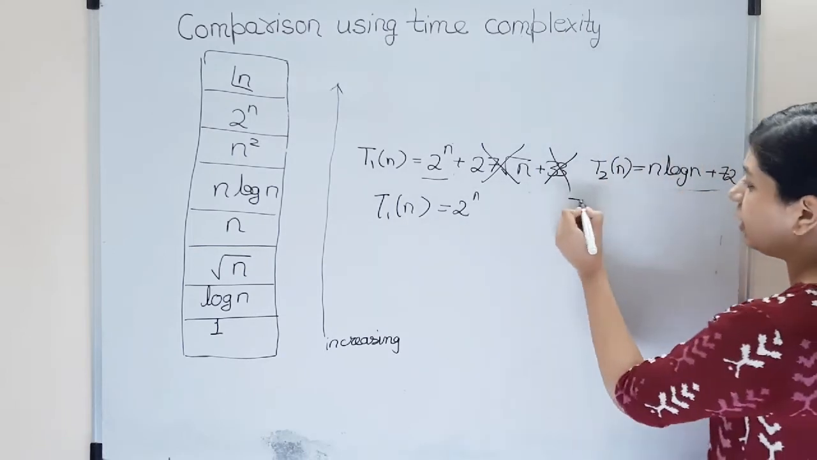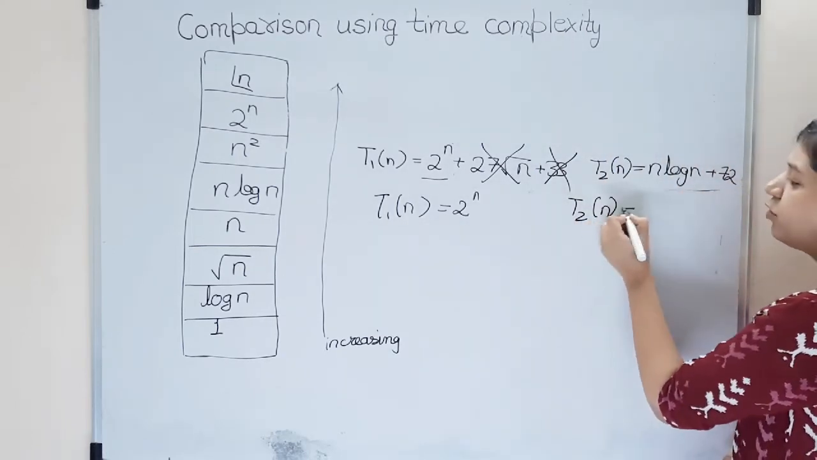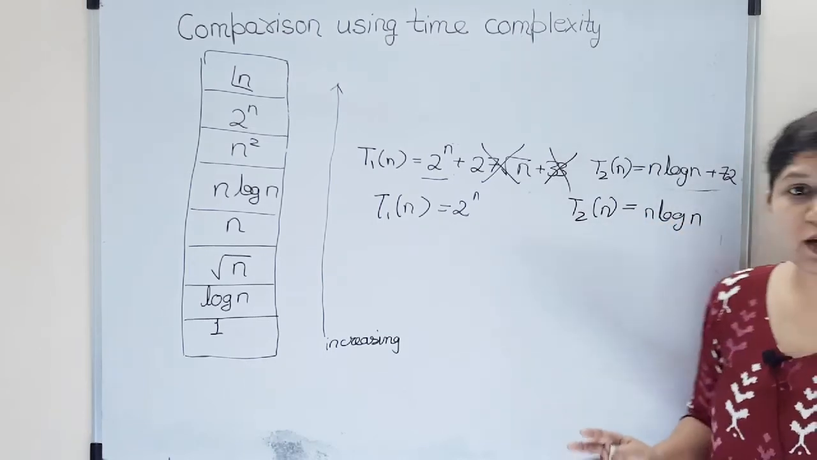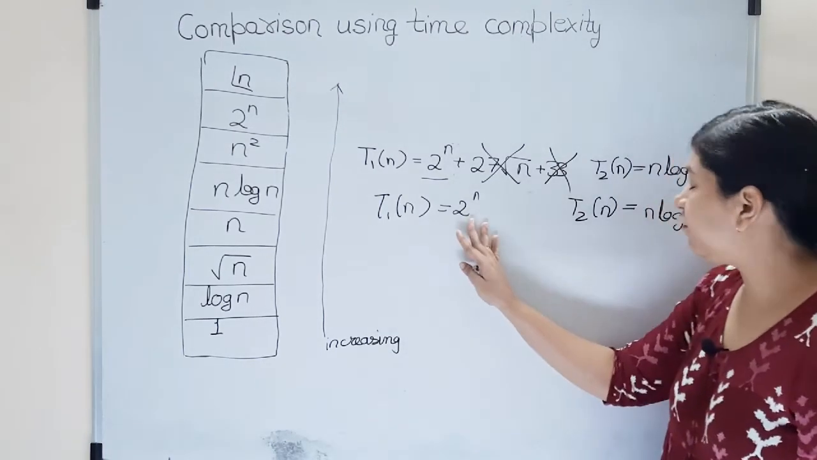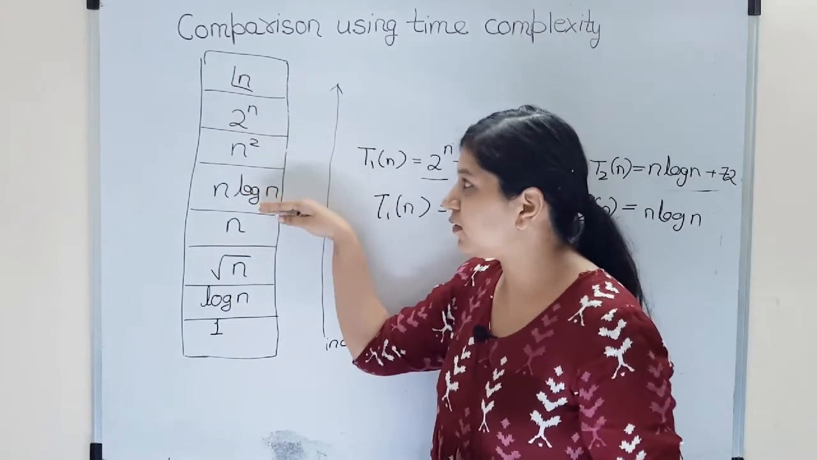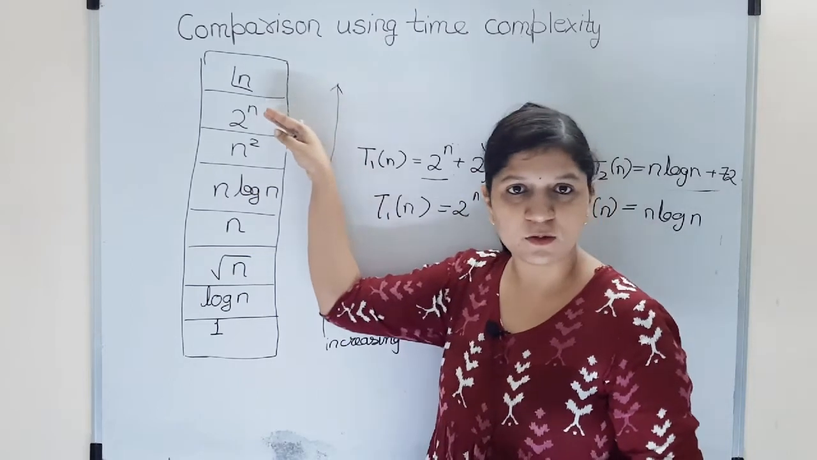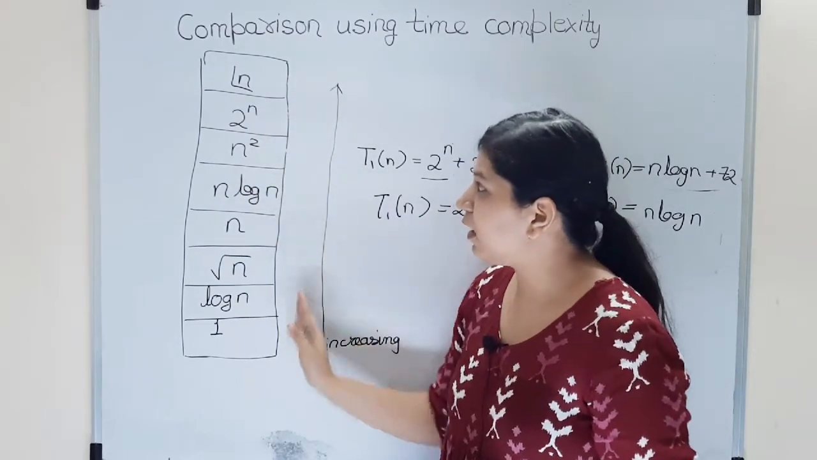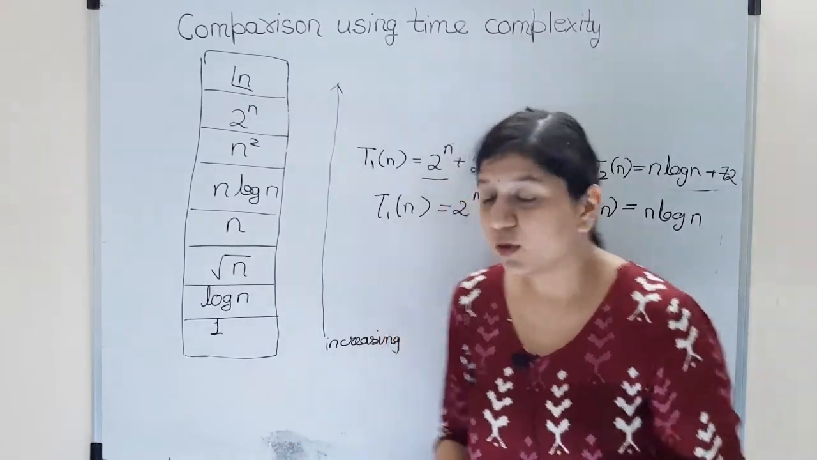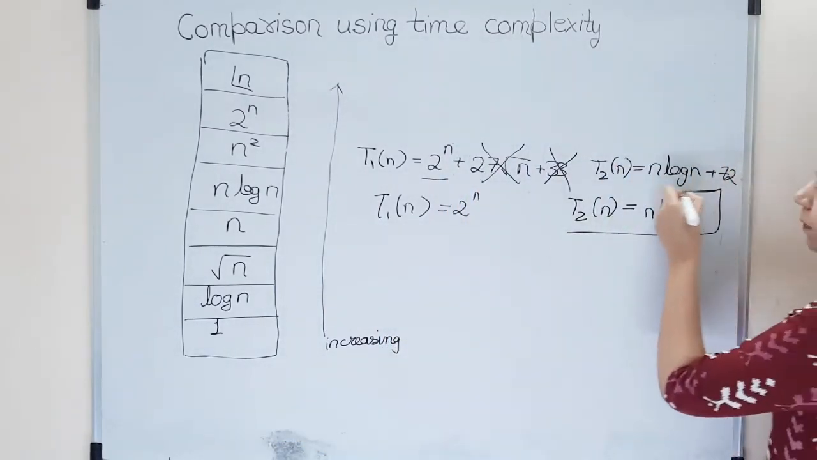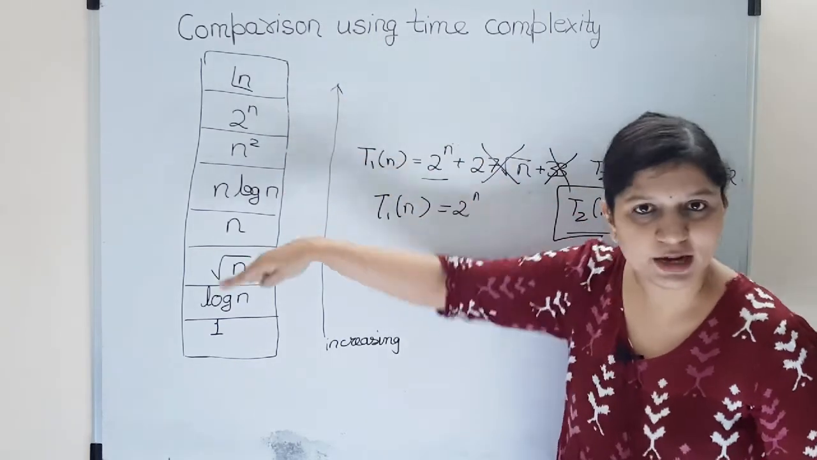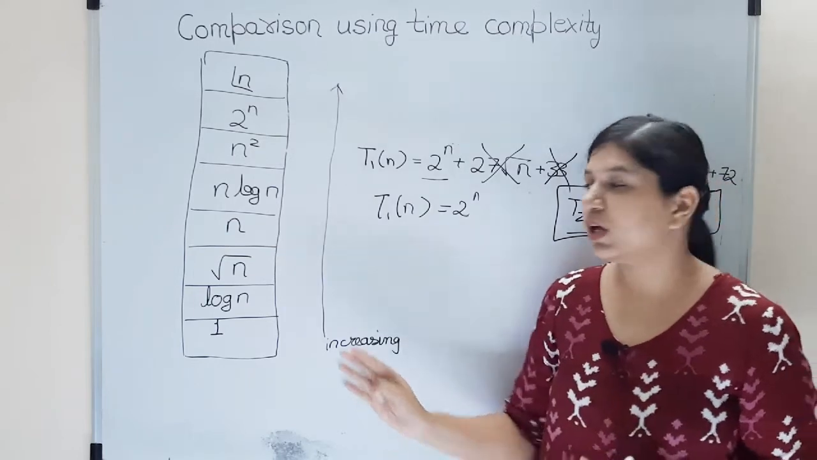Then in T2(n), it is very straightforward. We only need to consider n log n. Now the comparison lies between 2 power n and n log n. See this table: n log n is here and 2 power n is here. As we are moving up in this table, the time complexities are increasing. So this one is better, because it is lying below 2 power n. That's how you can use this table.